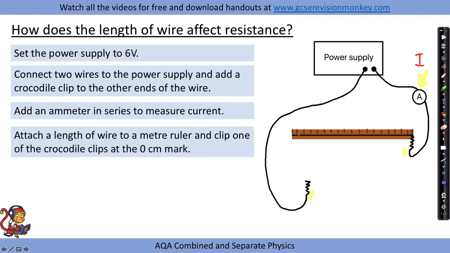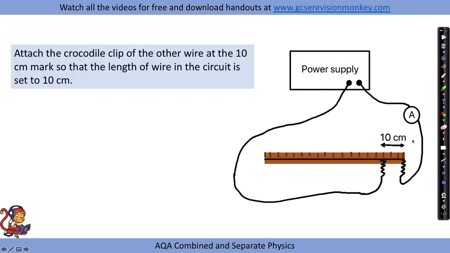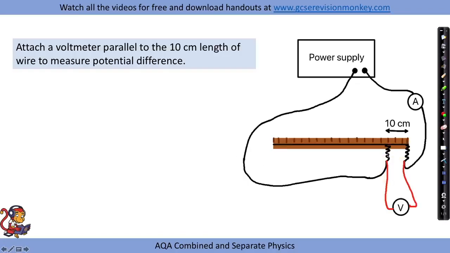We will then attach a length of wire to a meter ruler, so on the ruler like shown, and clip one of the crocodile clips at the 0 centimeters mark. We'll then attach the crocodile clip of the other wire at the 10 centimeters mark, so that the length of wire in the circuit is set to 10 centimeters. We then need to add a voltmeter parallel to the length of wire that we are measuring, and this is going to measure potential difference.